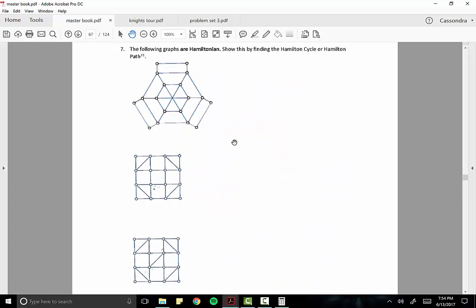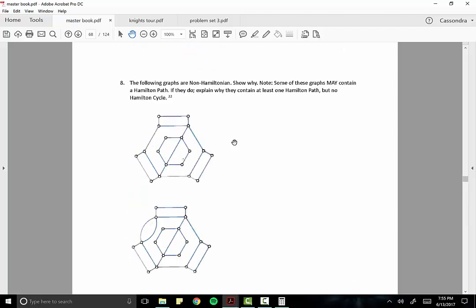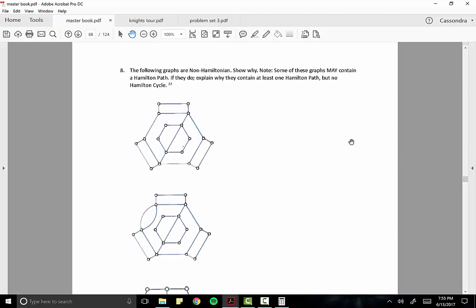Now, the following graphs are Hamiltonian. Find the Hamilton cycle or the Hamilton path. Easy peasy. And of course, I'm sure you're saying, sure, Gendron, easy for you. And I understand that this is easy for me. But if you fumble around enough, you will find these paths or these cycles. So I'm not going to go through these, but I am going to talk about problem 8. This is why I gave you the Knight's Tour example.